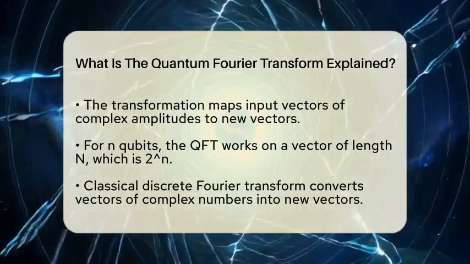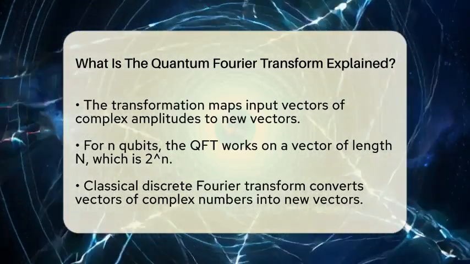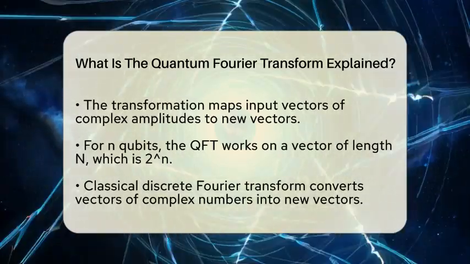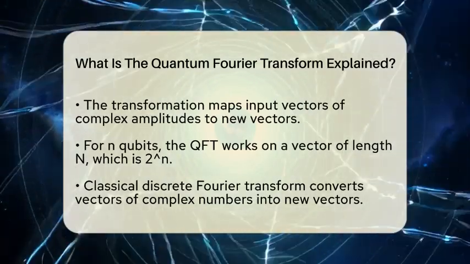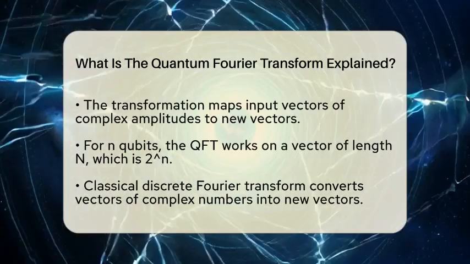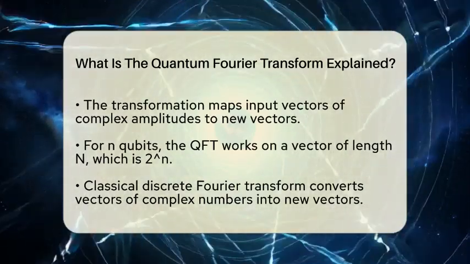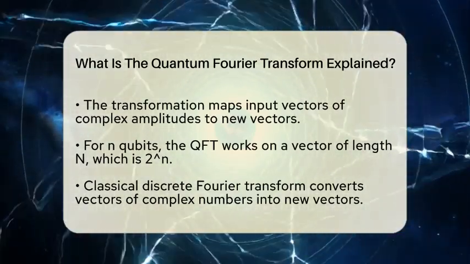One of the standout features of the quantum Fourier transform is that it transforms a quantum state into another quantum state. The coefficients in the new state are obtained by applying the Fourier transform formula to the original coefficients. It introduces specific phase shifts that correspond to primitive roots of unity, which are complex numbers that satisfy a certain equation.